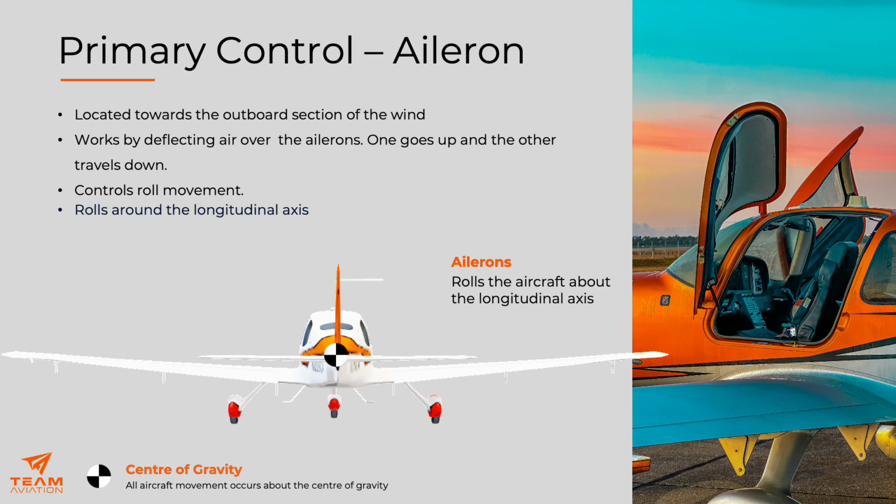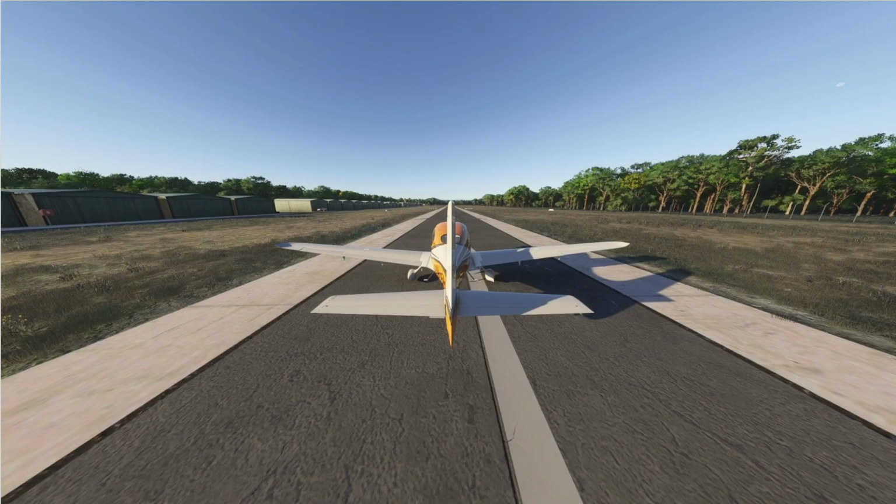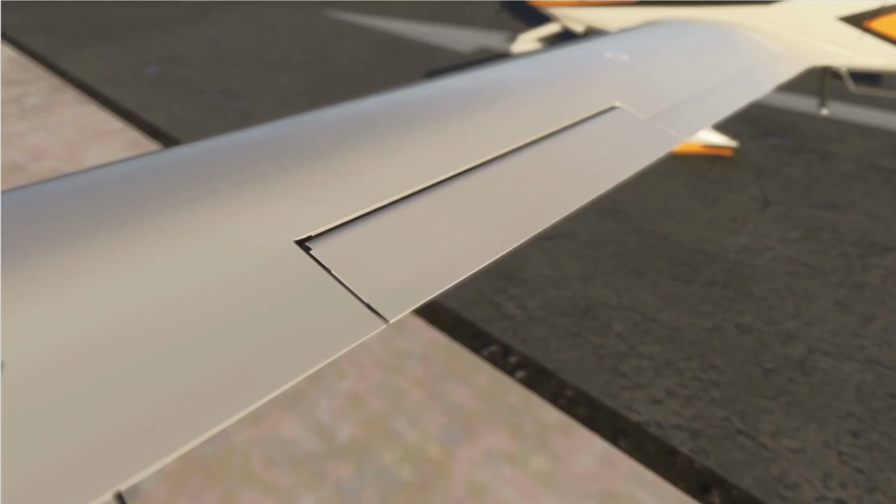This rolling movement occurs around the longitudinal axis, which runs from nose to tail. The ailerons are one of the primary flight controls, and they play a key role in lateral control and overall handling of the aircraft. Ailerons are hinged control surfaces located on the trailing edge of each wing near the wingtips.